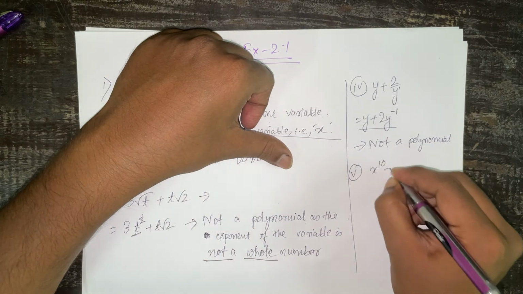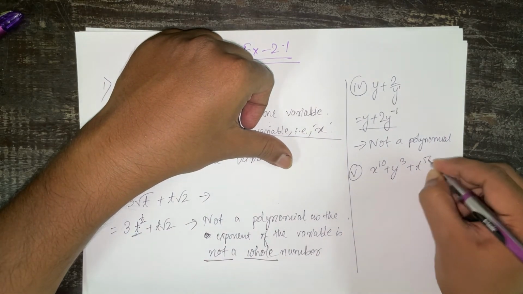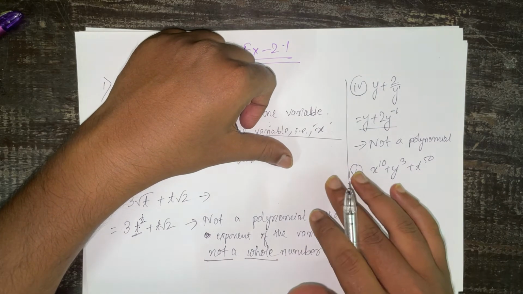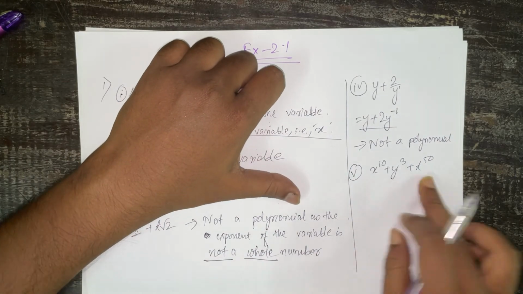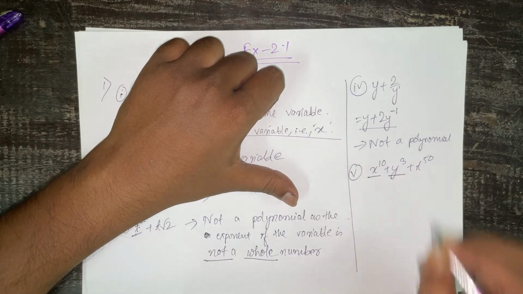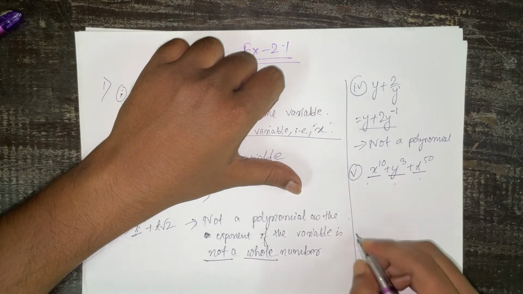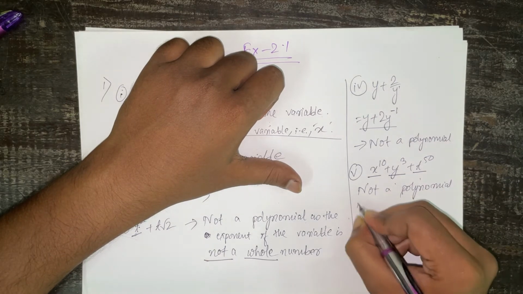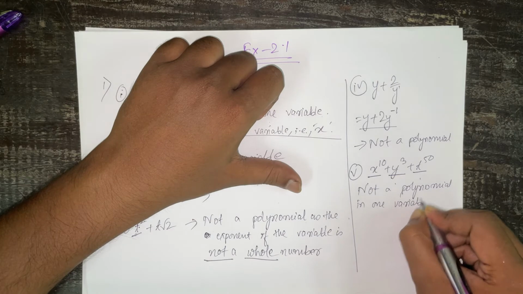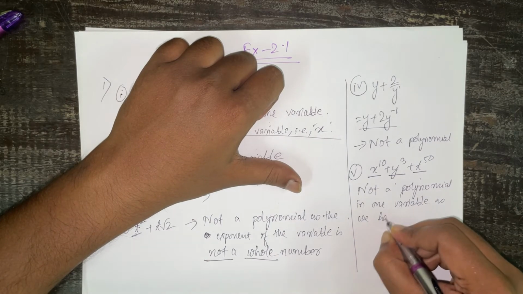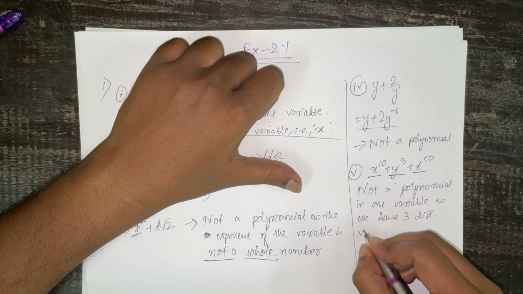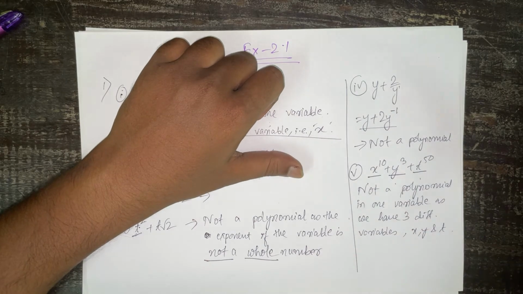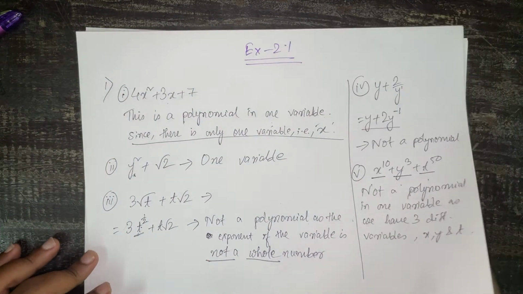We have x to the power 10 plus y cube plus t to the power 50. This is a polynomial, alright, but this is not a polynomial in one variable. The question has been asked, which of the following is a polynomial in one variable? But here we have 3 different variables. x is a variable, y is a variable, t is a variable. So it is not a polynomial in one variable, as we have 3 different variables, x, y and t. Okay, that is how we solve question number 1. Moving on to question number 2.